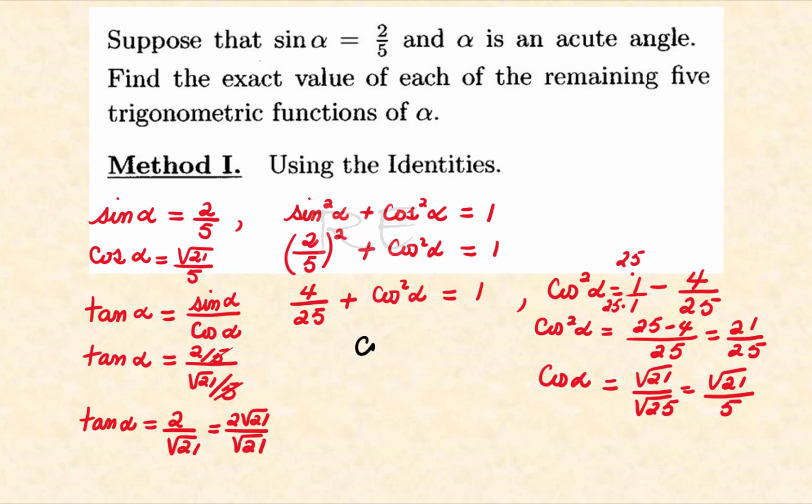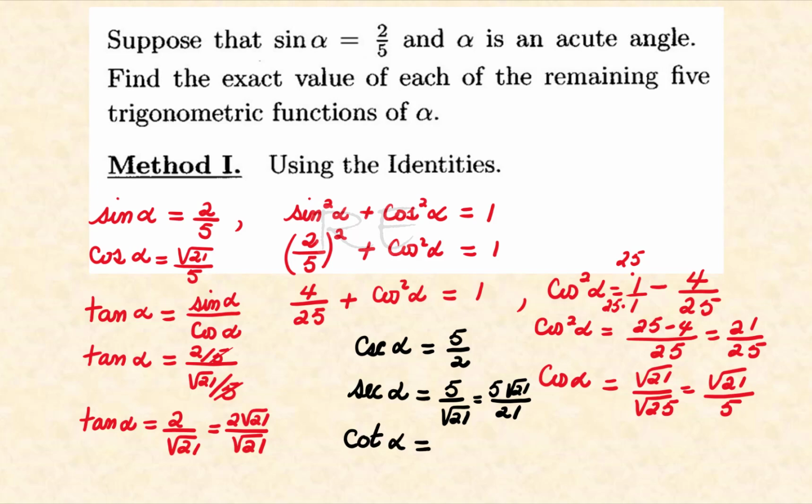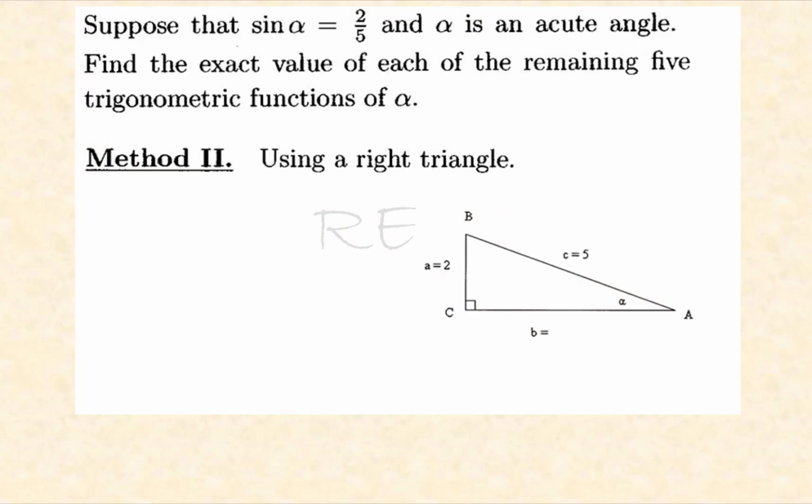Now we're going to look for the reciprocal functions. Cosecant alpha is the reciprocal of 2/5, which is 5 over 2. Secant alpha is 5 over square root of 21. When we rationalize, it is 5 square root of 21 over 21. And cotangent alpha is square root of 21 over 2.